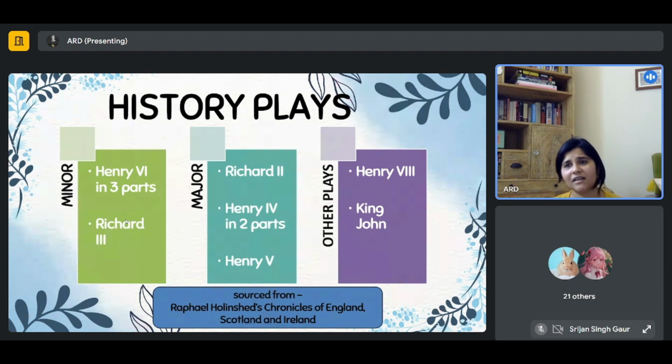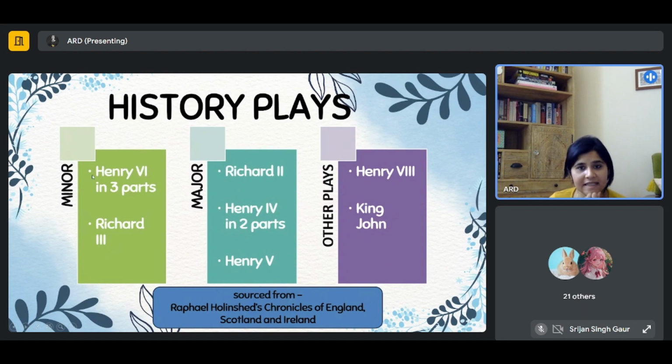Holinshed was a historian, and critics believe that his histories have lots of fiction also. It is not a very validated historical document, but it claims to be history. So Holinshed's Chronicles of England, Scotland and Ireland, he has written about the kings, the royalty of those times. Okay, so from this Shakespeare sourced his history plays.